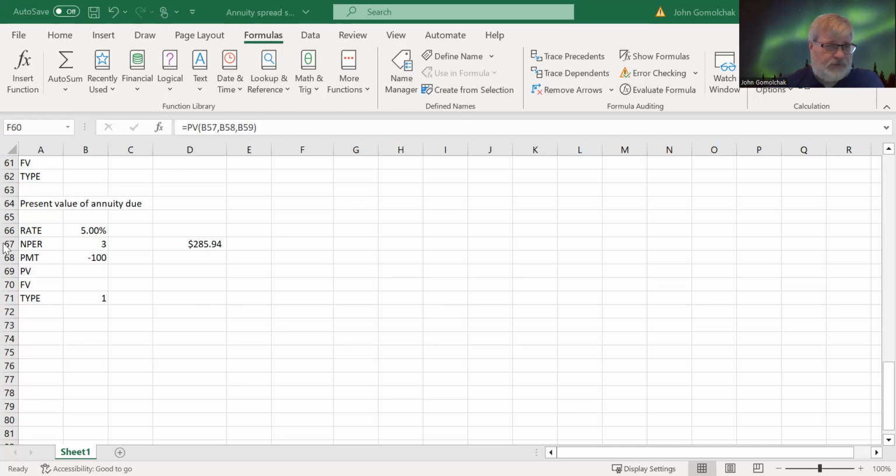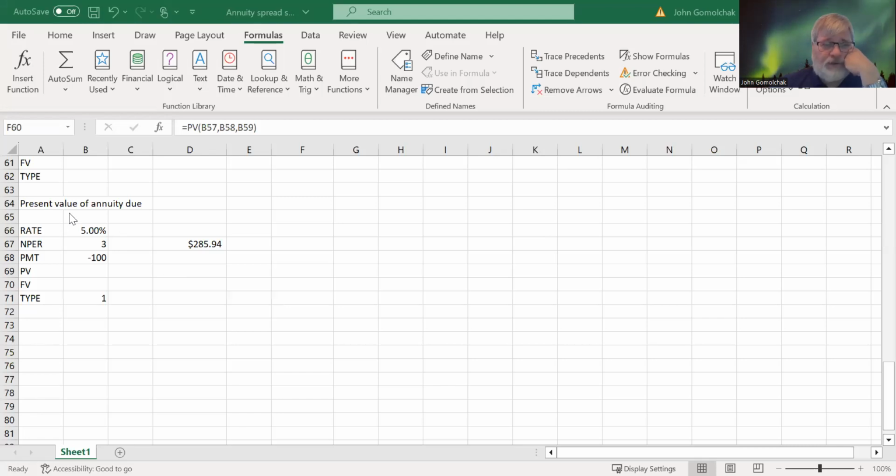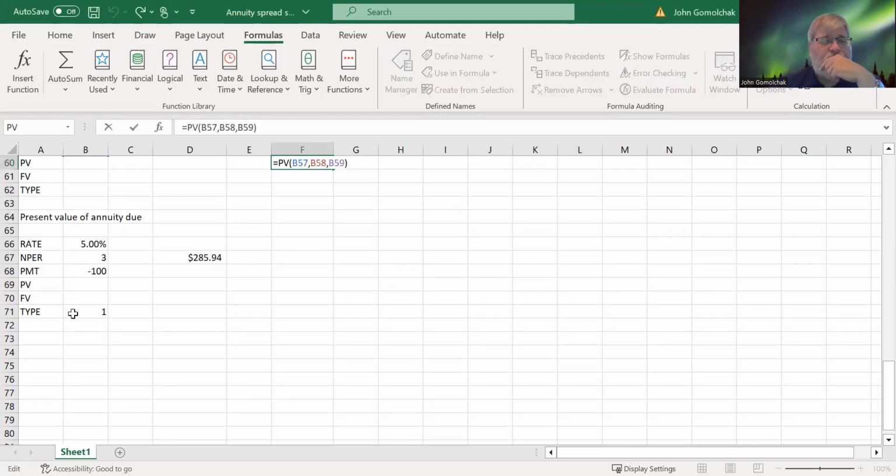I believe I'm sharing my spreadsheet. I'm going to go out and go back in just to make sure. Okay, so present value of an annuity due. So once again, it's an annuity for 3 periods. Our payments are going to be $100 for each of the 3 payments that we make. The discount rate is going to be 5%. And notice that over here where it says type, we have that 1.